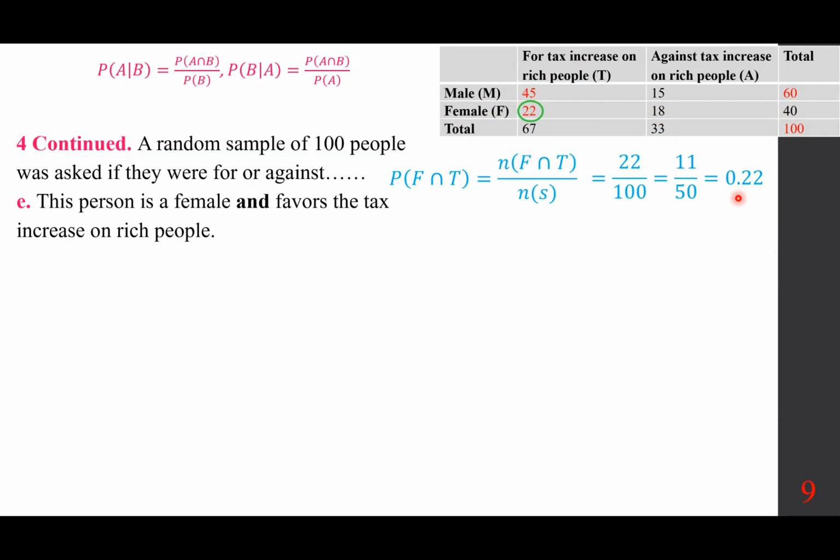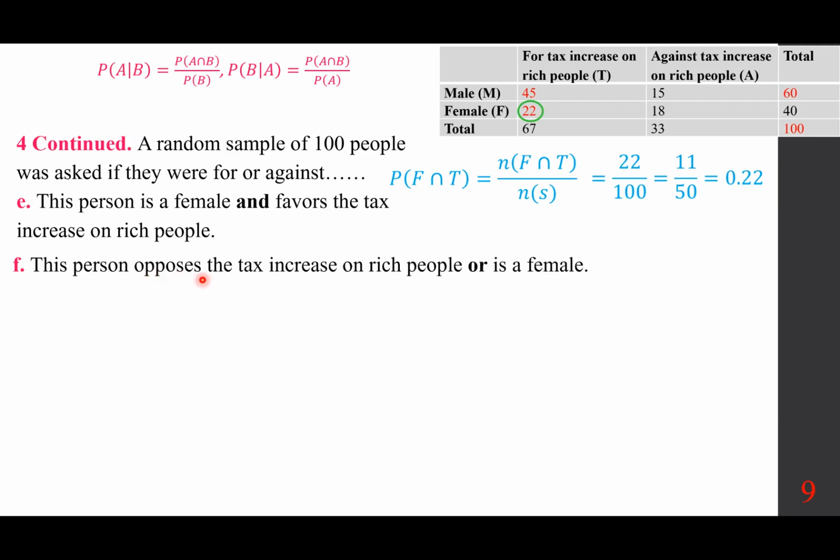So that's an and statement, intersection of events. Now, this person opposes the tax increase on rich people or is a female. We are looking at the probability of A union B, which is, generally speaking, probability of A plus probability of B minus the probability of A intersection B. In this case, we are looking for probability of A or F, A union F.